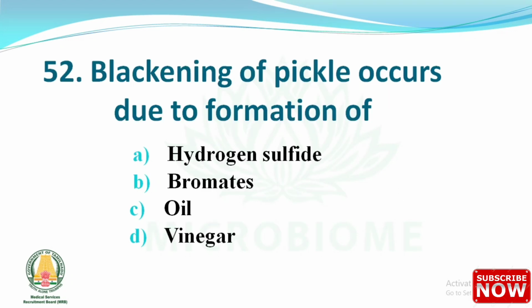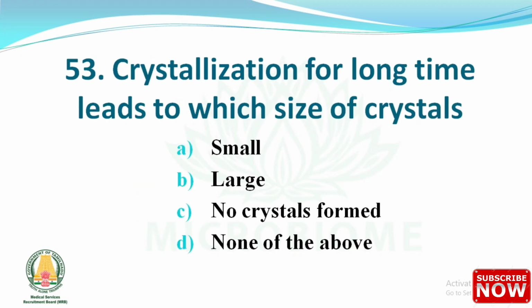And next, blackening of pickles occurs due to formation of? The options: hydrogen sulfide, bromates, oil, vinegar. The right answer, option A, hydrogen sulfide. And next, crystallization for a long time leads to which size of crystals? The options: small, large, no crystals formed, none of the above. The right answer, option B, large.